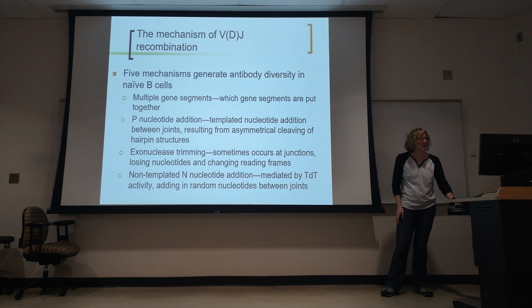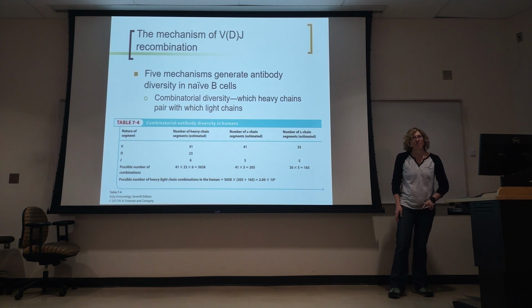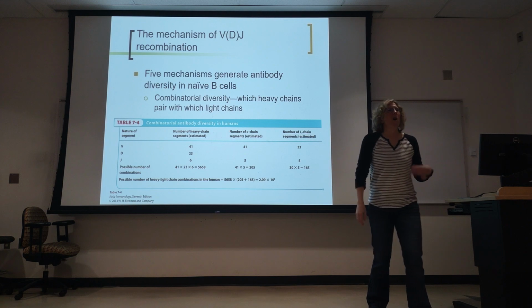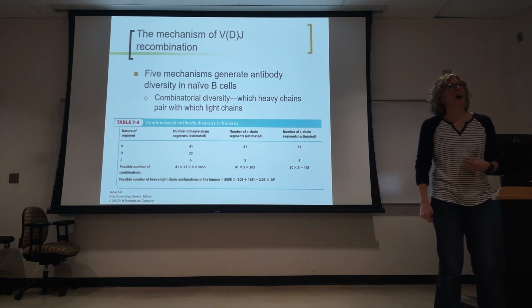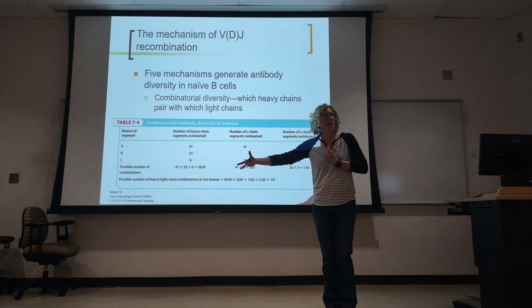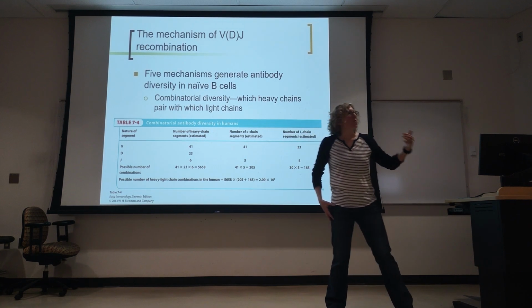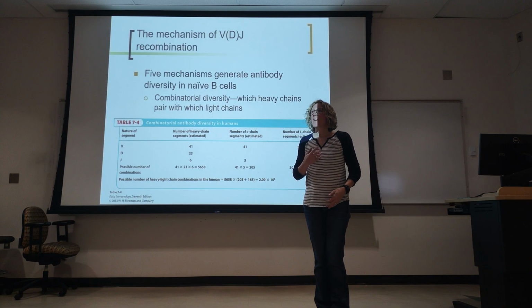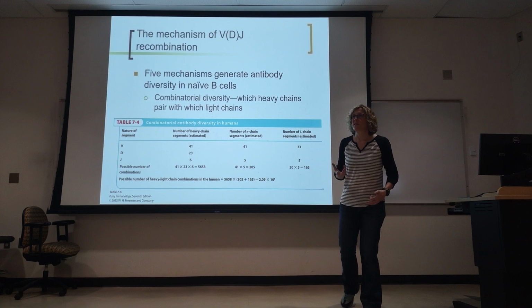And then the last thing, right, the last one, there are 5 mechanisms, continues up here. It's called combinatorial diversity. And what that means is each heavy chain is made randomly, each light chain is made randomly, and what heavy chain gets paired with what light chain is also done randomly.